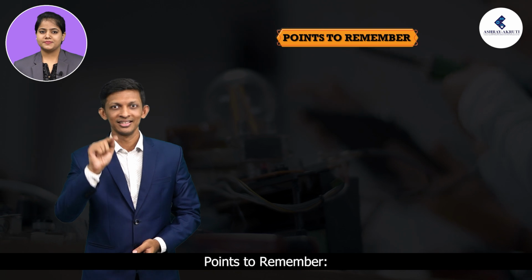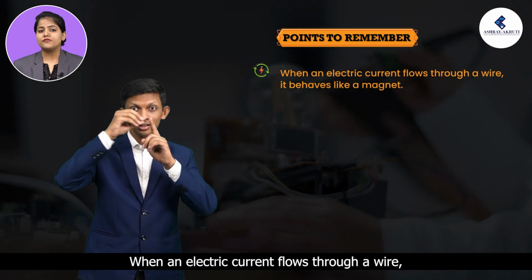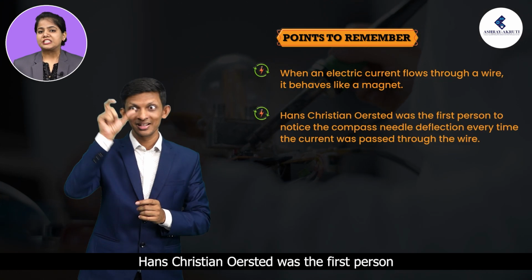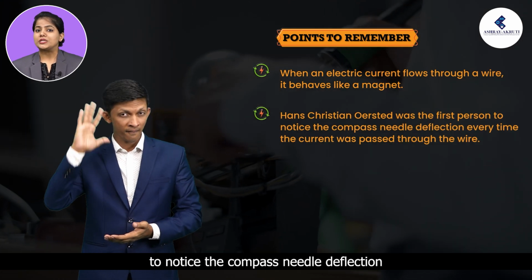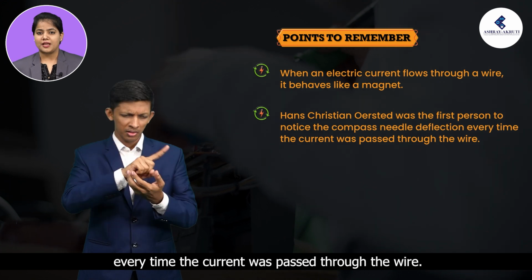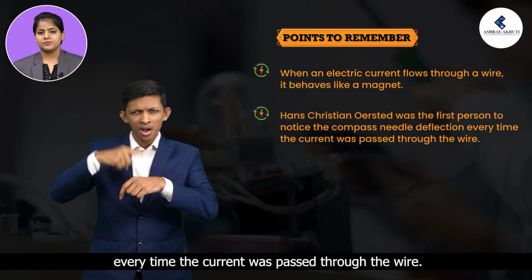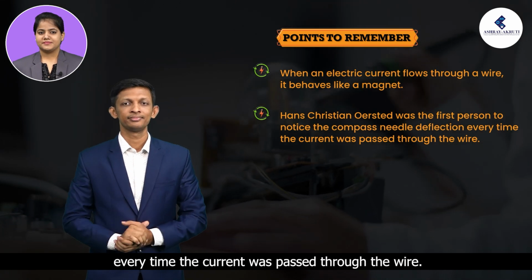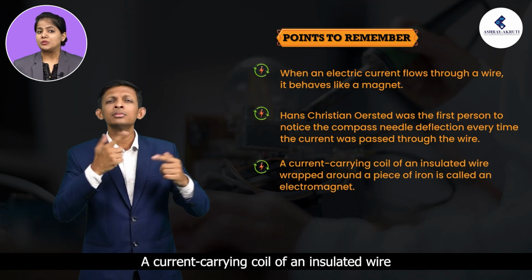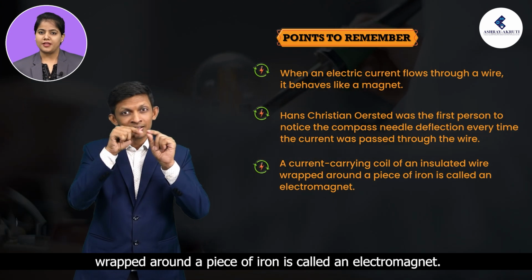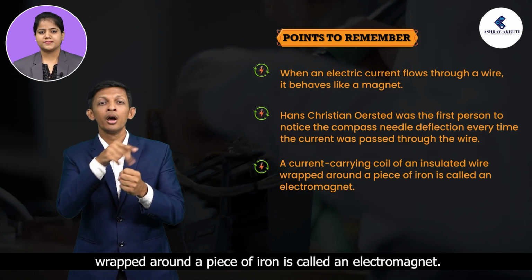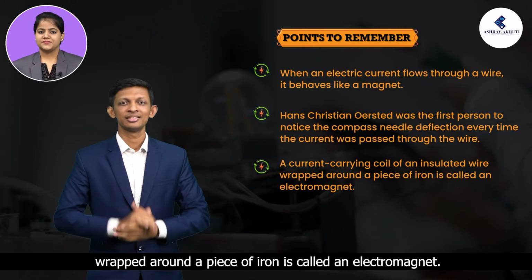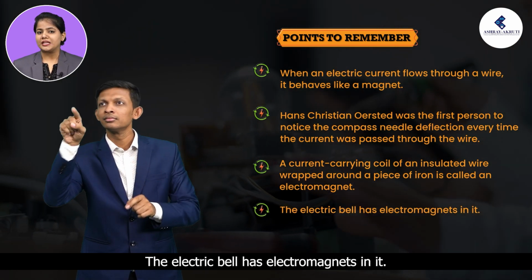Points to remember. When electric current flows through a wire, it behaves like a magnet. Hans Christian Ørsted was the first person to notice the compass needle deflection every time the current was passed through the wire. A current carrying coil of an insulated wire wrapped around a piece of iron is called an electromagnet. The electric bell has electromagnets in it.